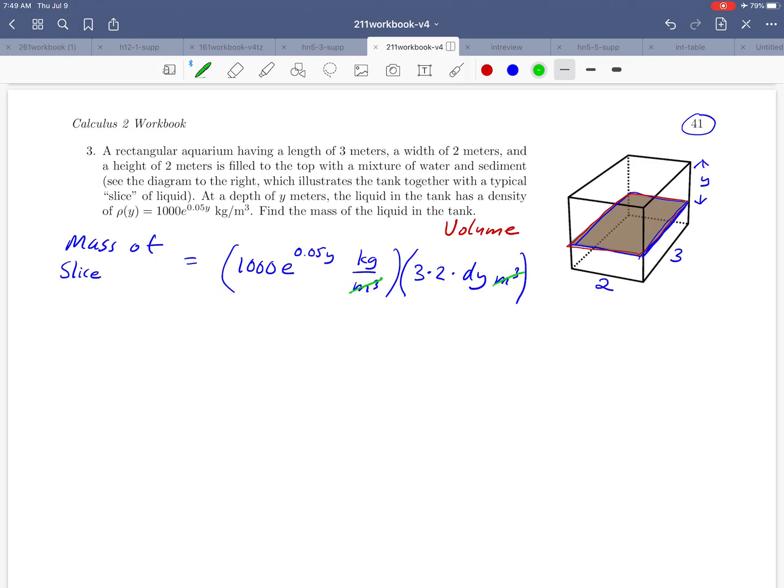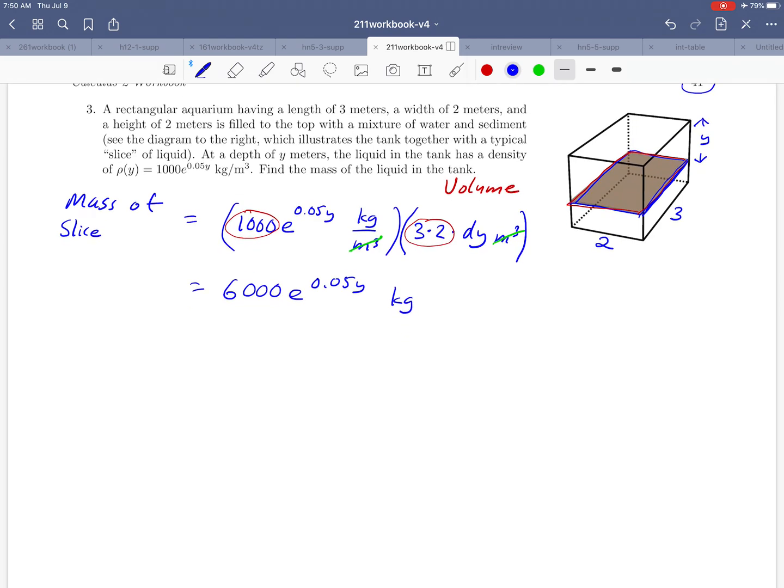Notice that our units cancel, just like what we want. Let's do a little simplifying here. We've got 1,000, and then we've got 3 times 2. If you multiply those all together, 1,000 times 3 times 2 is 6,000, e to the 0.05 y, and then units of kilograms at the end. So there is the mass of just one slice of the liquid that's in the tank, and to get the total mass of the entire tank, we're just going to integrate, add up all of those slices.